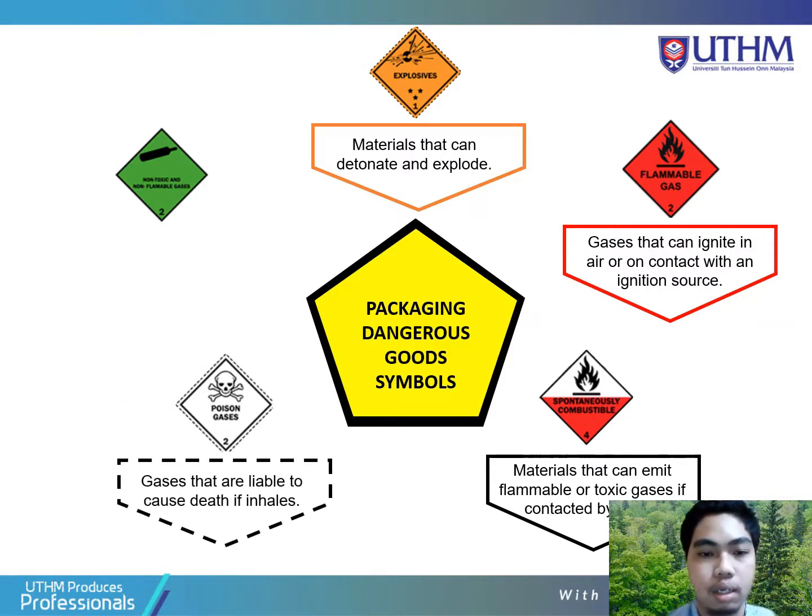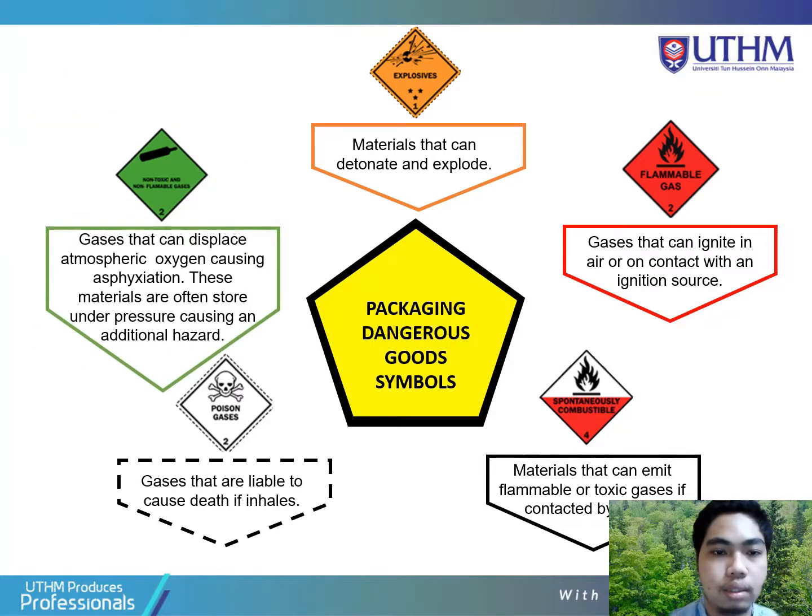Next, poison gases. Gases that are liable to cause death if inhaled. When we inhale these gases, they will affect our health. For example, chlorine gas and ammonia gas.